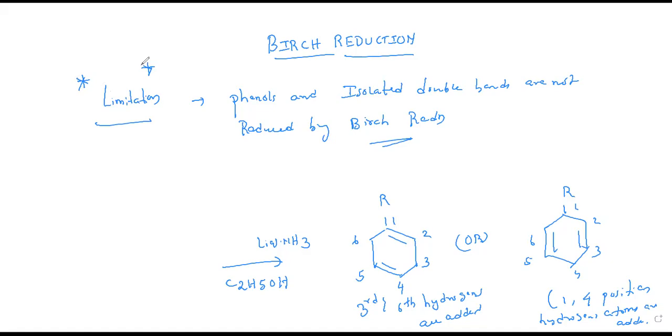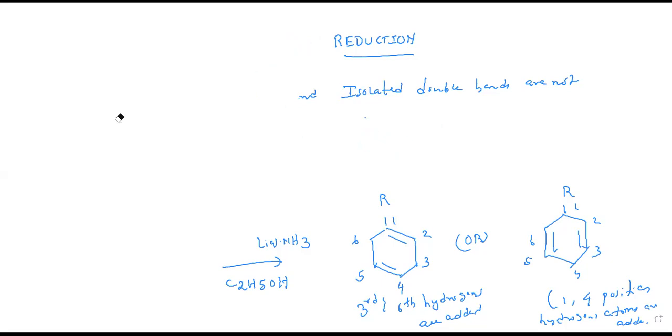Okay, now we will switch over to the mechanism of action of Birch reduction. How is this reduction process going to happen and how are the hydrogen atoms going to add on the aromatic ring system? Okay, now the mechanism of Birch reduction.